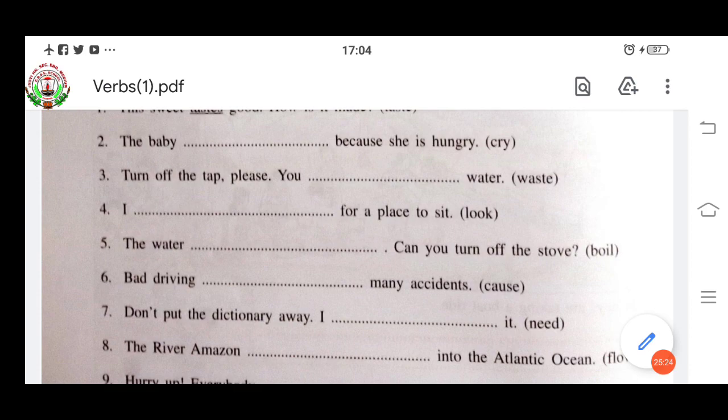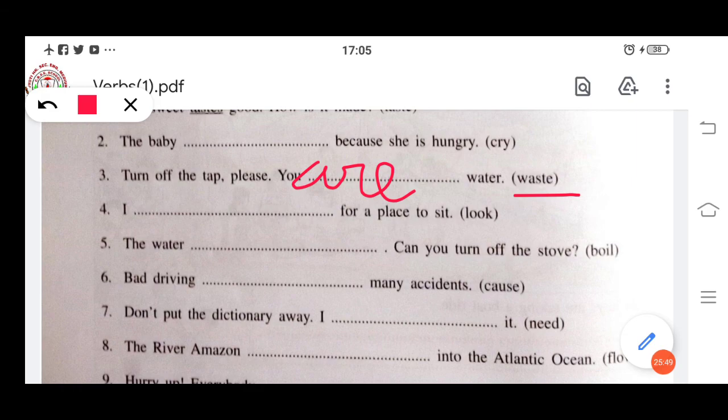Turn off the tap, please. You dash water. With you, we are using are. You are. Because it is present tense, that's why we are using is, am or are. So you are. Waste is given, so it becomes wasting. When you are adding ing, you have to remove the last e. So you are wasting water.